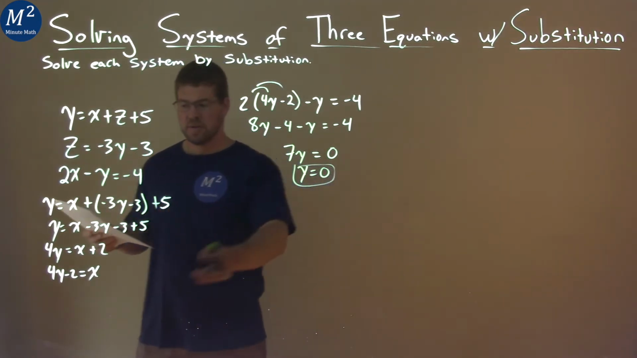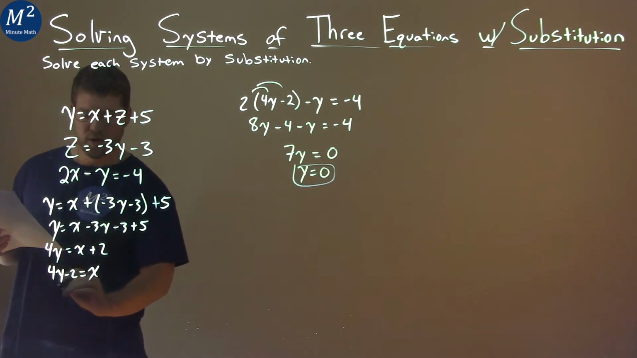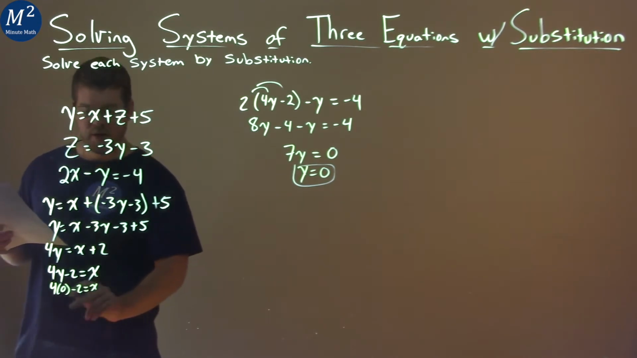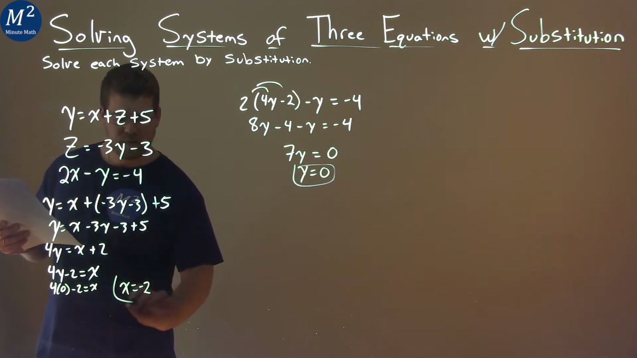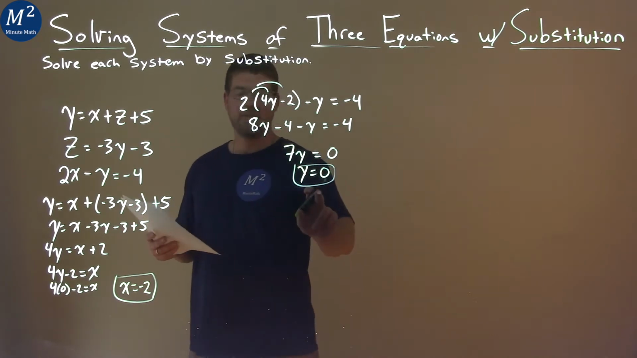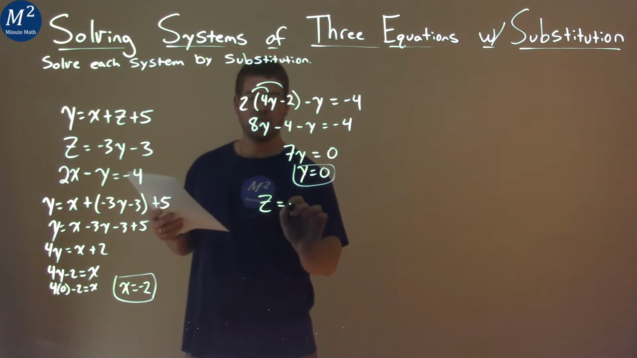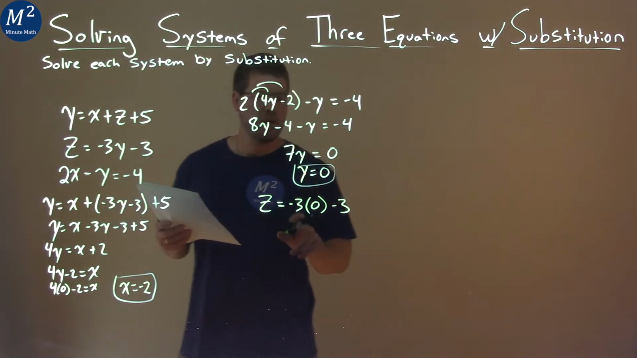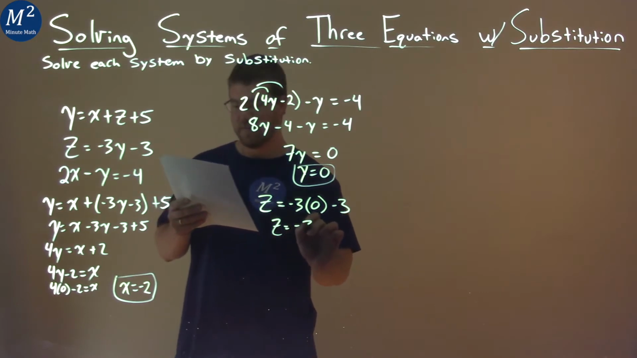And with that information, we can easily solve for x here. So we're going to take y equals 0, go back to this equation, and put 0 in for y. So 4 times 0 minus 2 equals x. Well, 4 times 0 is 0, so we write x equals negative 2. And we're almost done. We now use that 0 again in the second equation to get z. So we take z equals negative 3, and instead of y, we put a 0, and we minus 3 here. Negative 3 times 0 is 0, so we just have z equals negative 3.